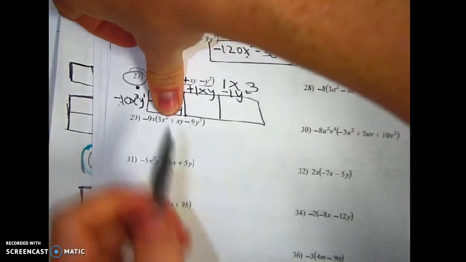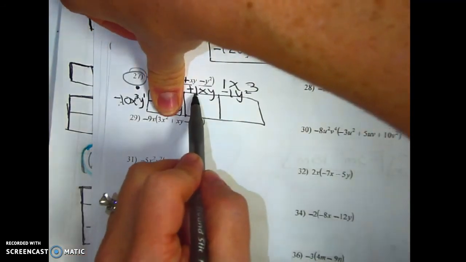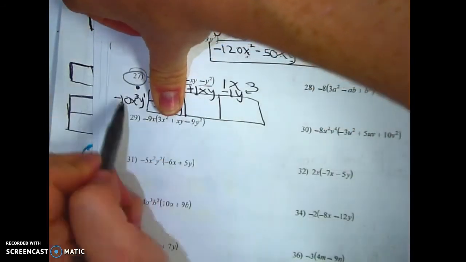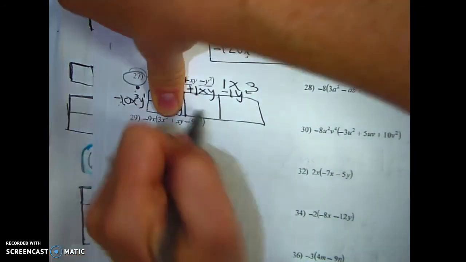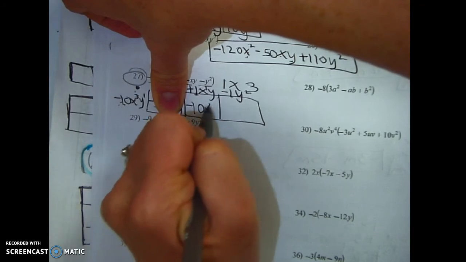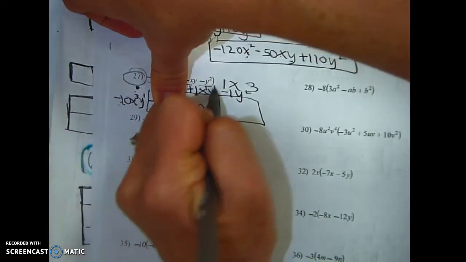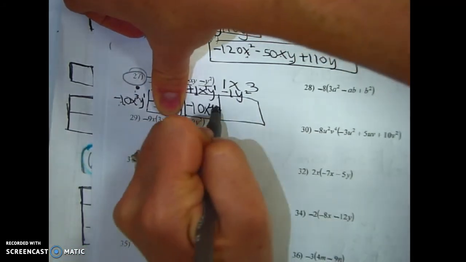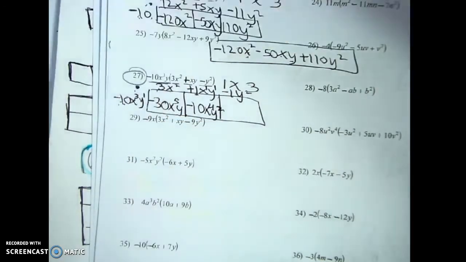Now I cover up this one. Remember, I put an imaginary 1 here. There's so much happening, I need to stay focused. Negative 10 times 1 is negative 10. I have 3 x's and 1 x. Now I have 4 x's. I have 1 y and 1 y. Now I have 2 y's. So now I finished the second one.